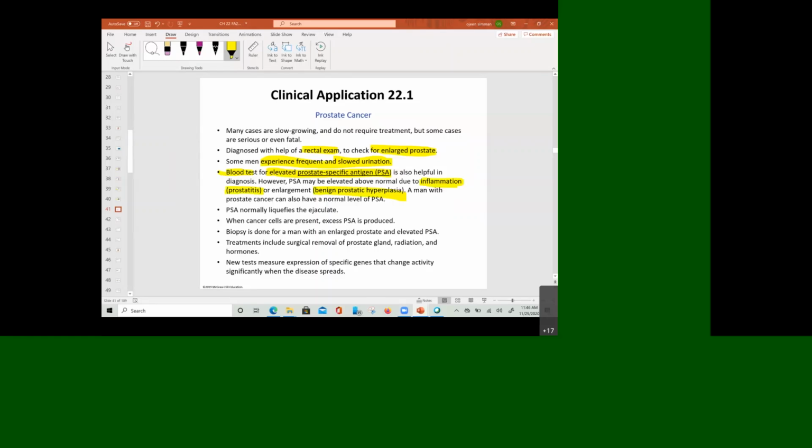Okay. However, keep in mind that sometimes PSA is not elevated in all types of prostate cancers. The function of PSA is to liquefy the ejaculate. So we take a biopsy of the prostate to make sure and confirm the diagnosis.